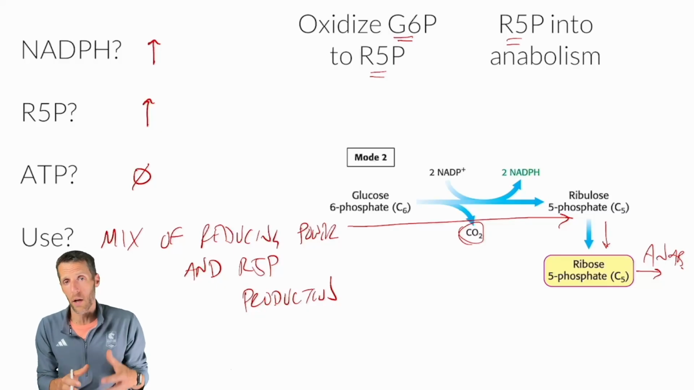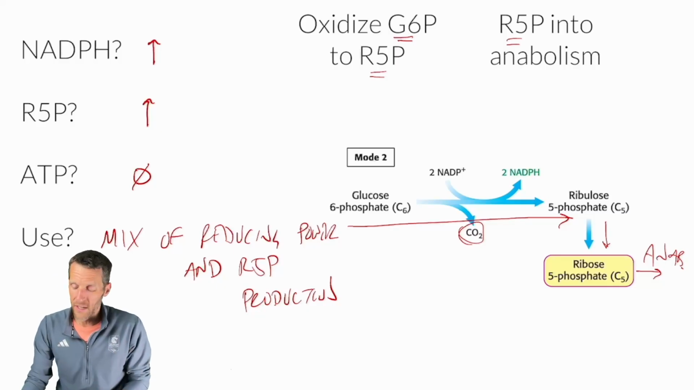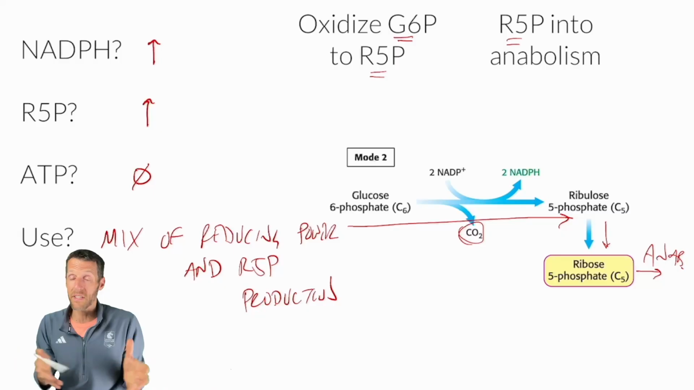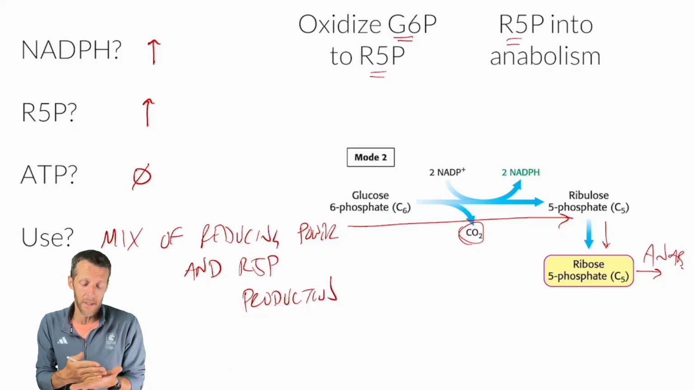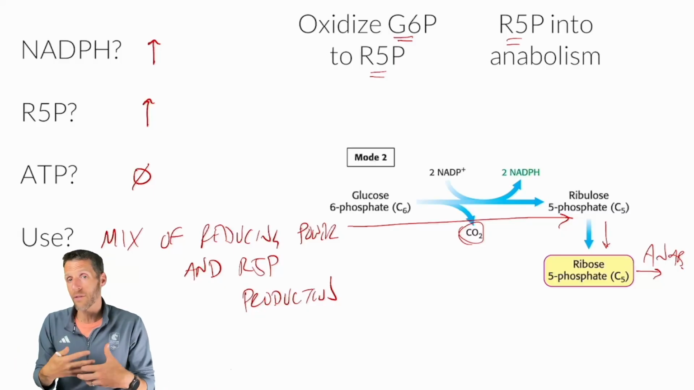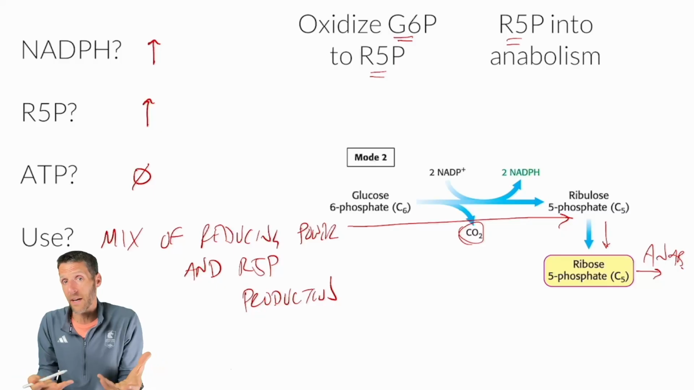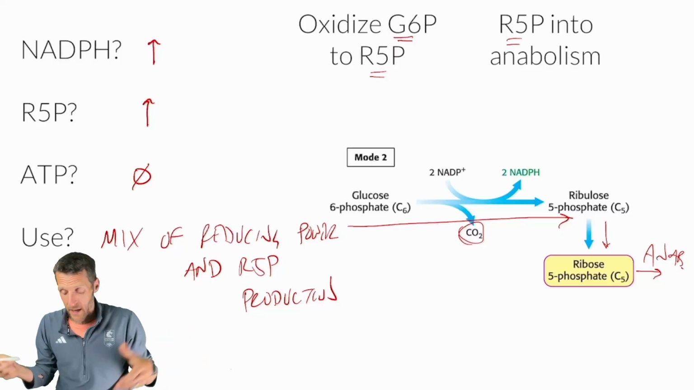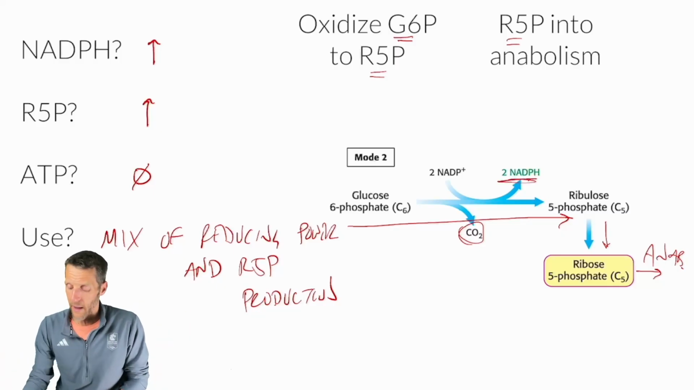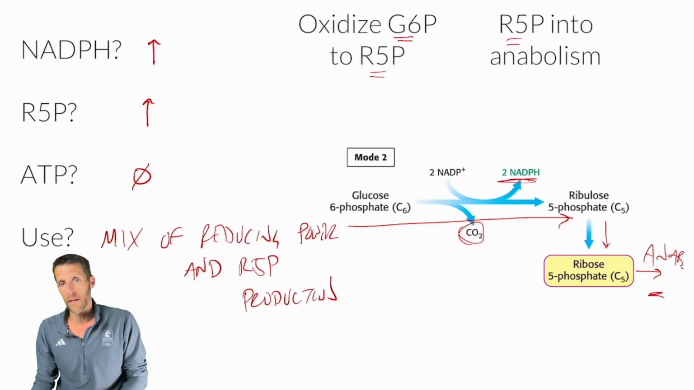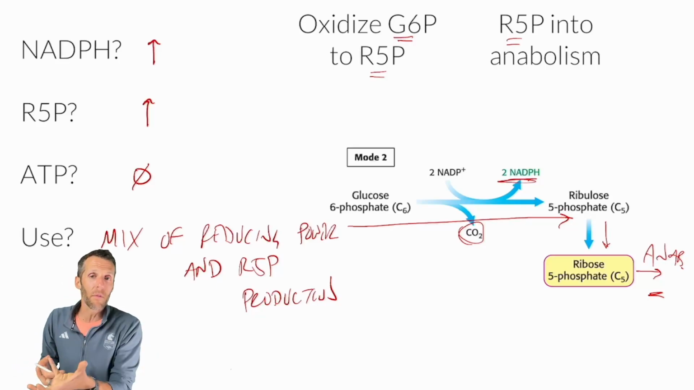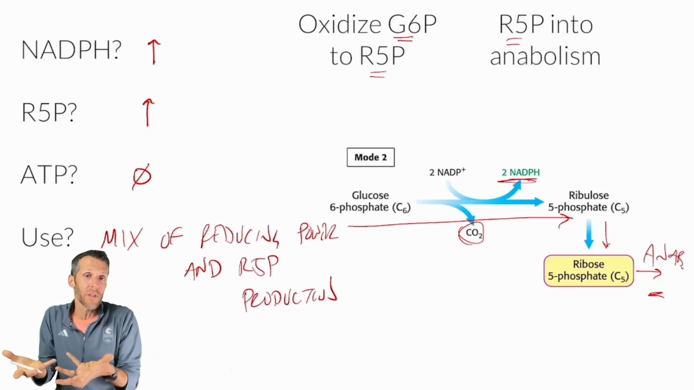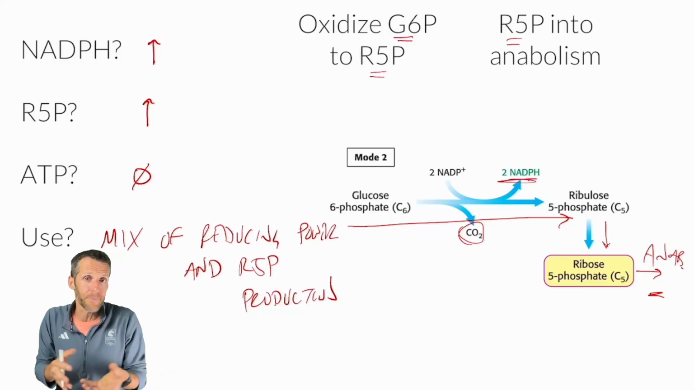Because when you're duplicating a cell, replicating, what do you need? Well, you need to make your entire genome again. So that's going to mean you have to make a ton of nucleic acids. You're also going to have to make a bunch of fatty acids, right? Because you have to duplicate your whole membrane. So you're going to need a mix of reducing power and of R5P. So this is maybe more plausible than all of your resources being devoted solely to making R5P. You use some of your resources to make R5P, some to make reducing power to make fats.